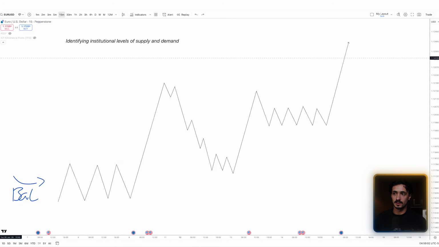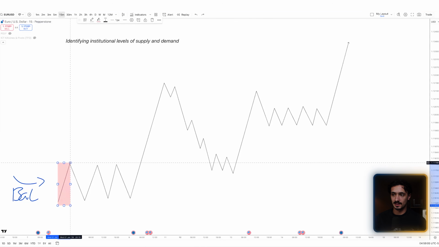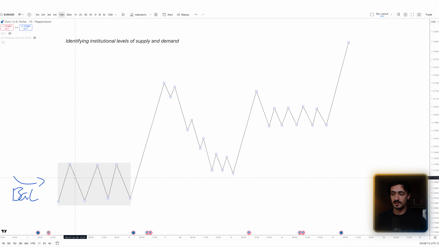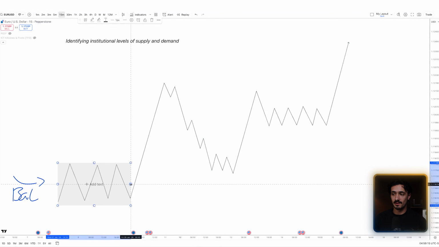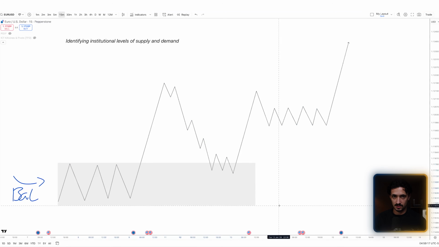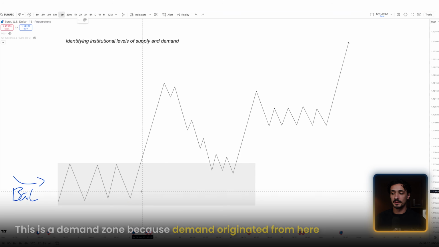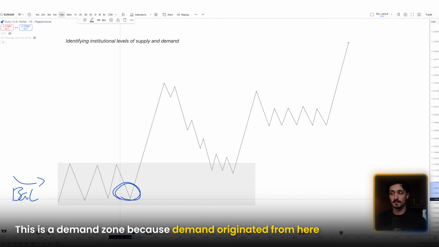Now what we do is we take the trading range that we were gravitating towards. We take the trading range that we were gravitating inside of. This was the previous area of fair balance. This area now becomes a demand zone, right? Why? Because demand originated from here. This is where the area of demand originated from.